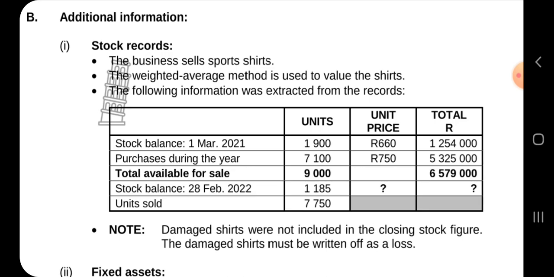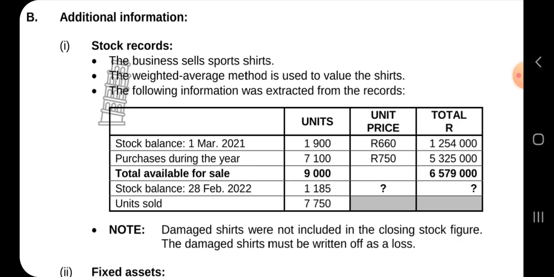Stock on hand on the 1st of March 2021, we have 1,900 units. Purchases during the year, total available for sale, stock balance on 28 February, and then units sold. And then we have unit price, and then we have the totals. Damaged shirts were not included in the closing stock figure. The damaged shirts must be written off as a loss.